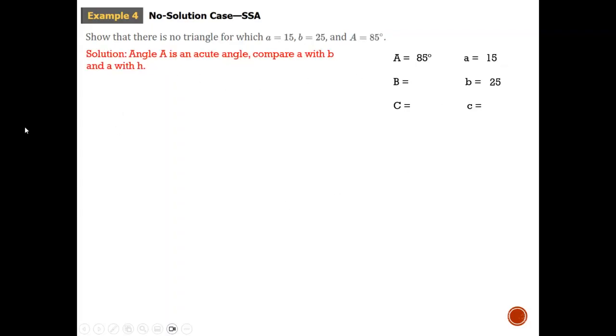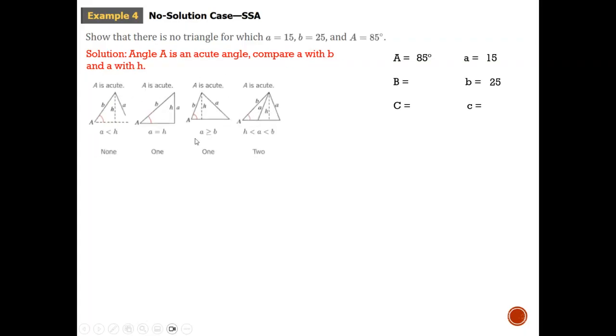So we have to compare, with the information on the previous slide, based on whether or not the given angle is acute or obtuse. Again, acute means less than 90, obtuse is greater than 90. If it was 90, we'd be doing this a different way. So here, A is acute, less than 90, so we're going to compare A with B and with H.